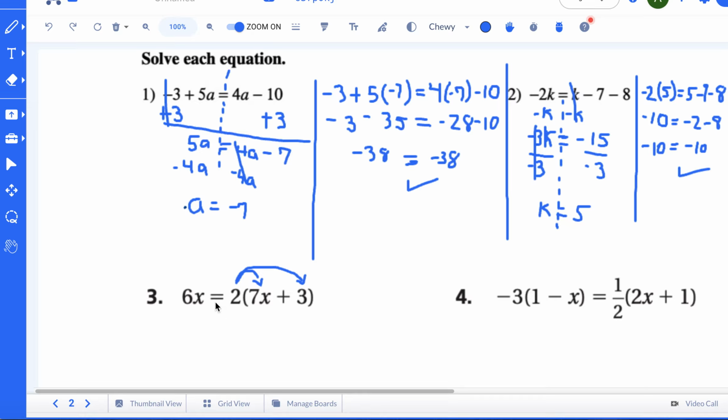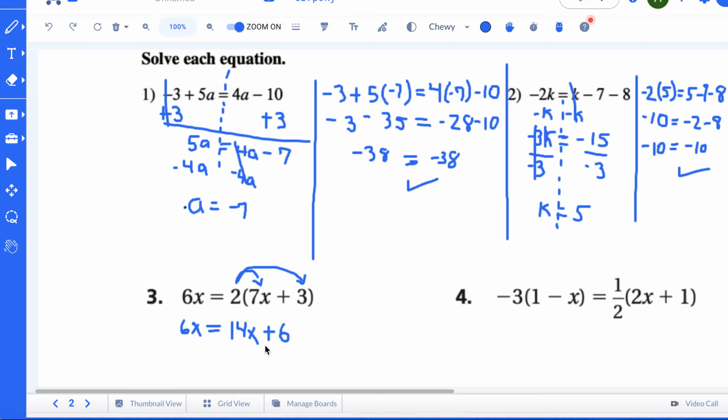All right, so let's distribute here. I'm going to bring down my 6x because I'm not doing anything with it yet. I'm going to bring down the equal sign, and now I'm going to distribute. 2 times 7x gives me 14x plus, because that's the plus sign here, and then 2 times 3 is 6. So now my equation is 6x equals 14x plus 6.